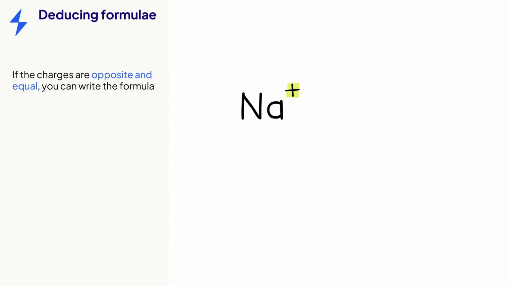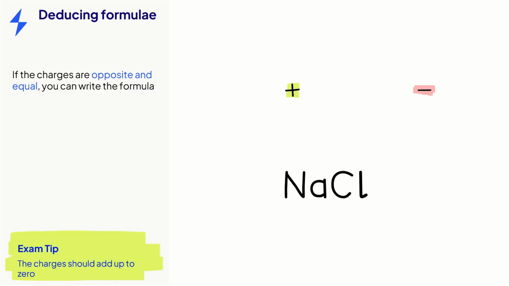Let's start by having a look at a simple example of sodium chloride. You will know that sodium has a 1 plus charge and chloride has a 1 minus charge. Therefore, these charges are equal and opposite. Therefore, we can just write the formula as NaCl, as the charges cancel each other out. The overall net charge is 0.